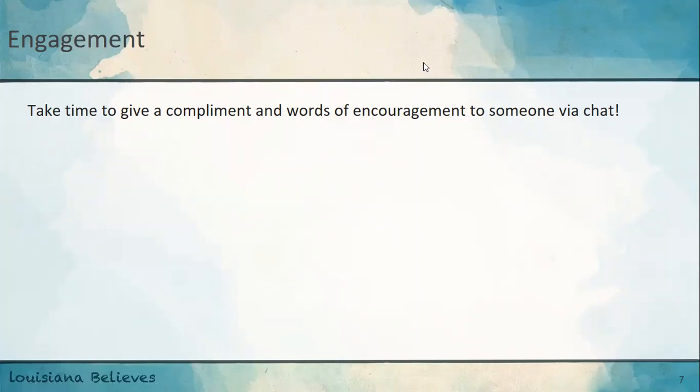So what we're going to do now is we're going to head over to our chat box, and you can pick anybody that's in this chat room. It's 29 participants, and you can just give them a compliment. Tell them something that you know can uplift their day, something positive. You can choose anybody.